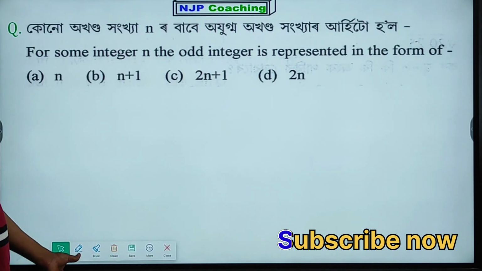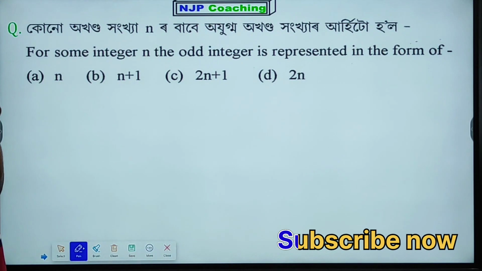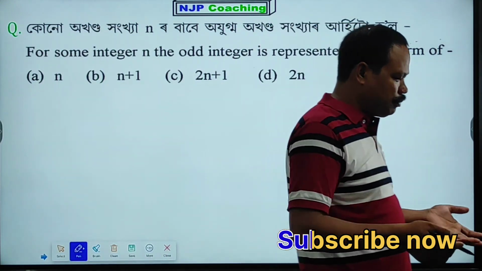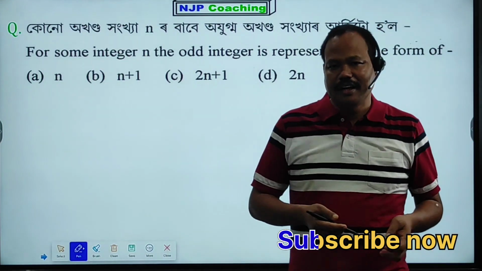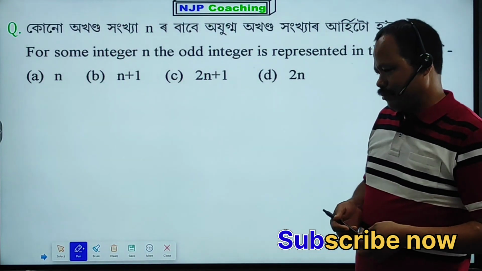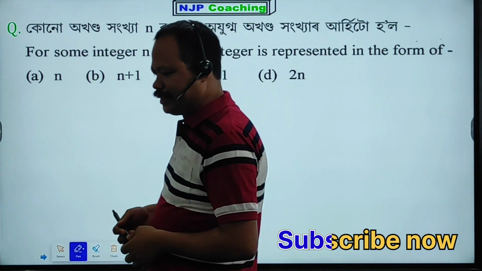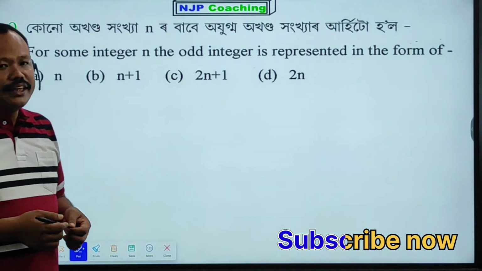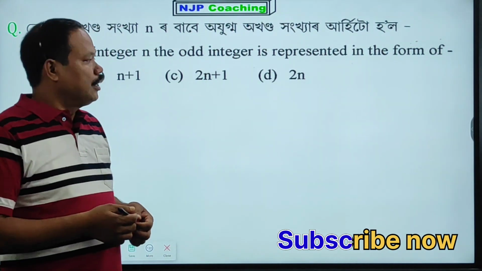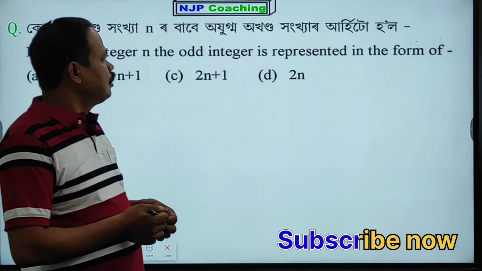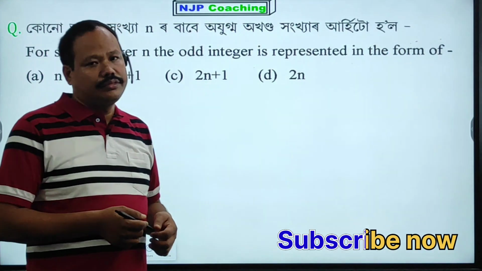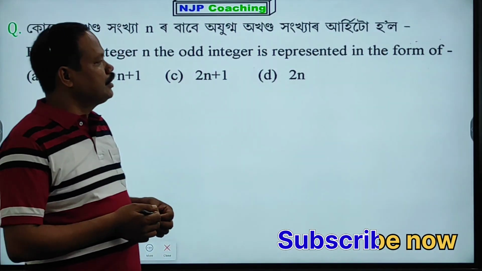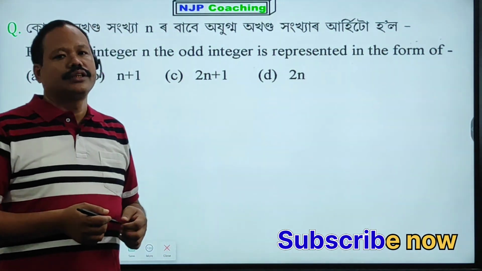Next question, it is a very simple one. If I ask a student of class 5, 6, 7, they can also say easily: for an integer n, if it is odd, then what is the form? For some integer n, the odd integer is represented in the form of what?